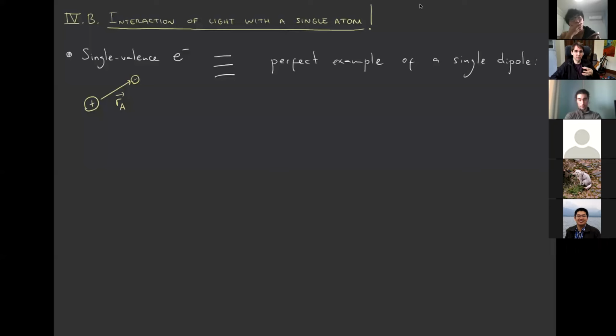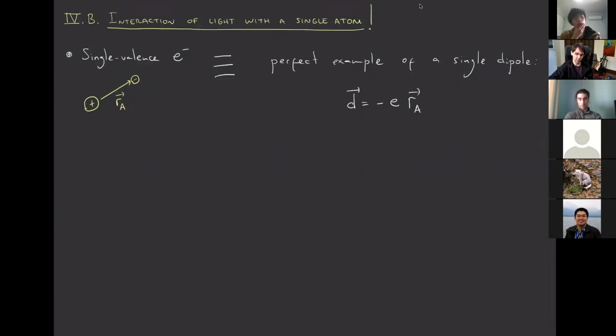So we have a positive core, we have a negative thing around it. That's exactly the classical definition of a dipole. In particular, the dipole moment of this structure will be minus E times R. This is what you see in electrodynamics: the dipole moment of this positive-negative structure is essentially proportional to the distance between the positive and the negative charge.